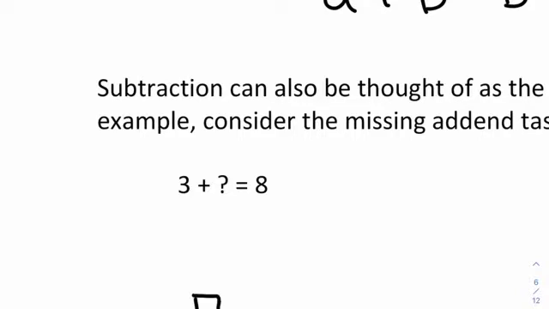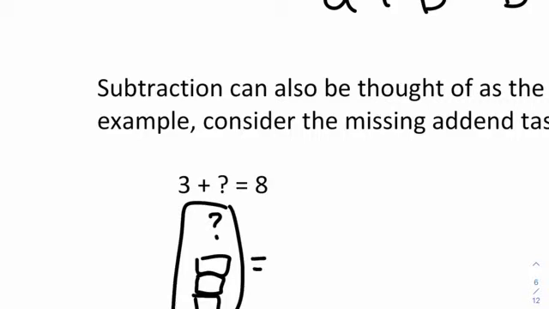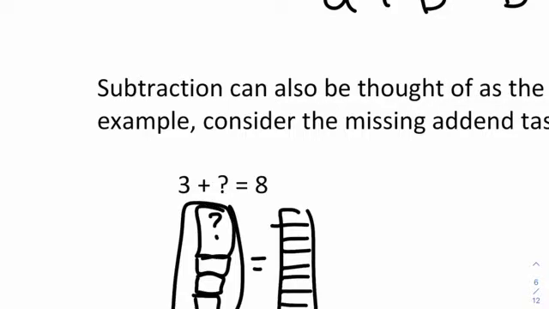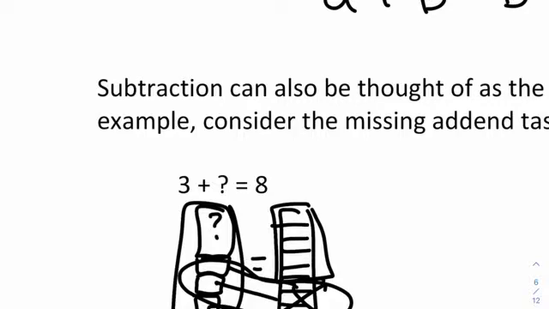Right? So if you have 3 of something and then you combine that with you don't know how much, and you wind up getting a total of 8. And you say, how much did you actually add? Well, you could line up the 3 with a 3. In other words, do 8 minus 3. Get rid of those 3 there. And that would tell you how much needed to be added to 3 to get to 8.